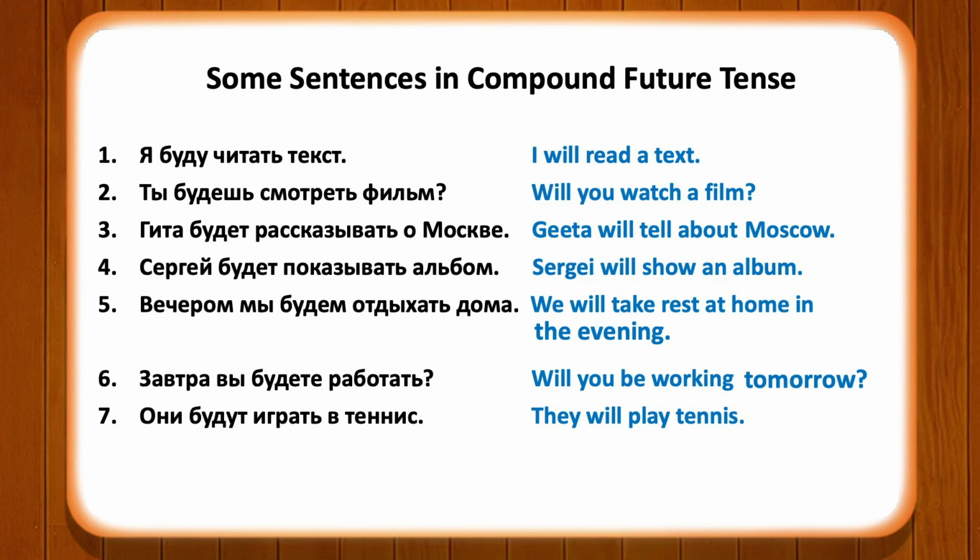In the next sentence, the verb играть is being used in future tense. Играть means to play. So when we use it in future tense, again we combine it with the auxiliary verb быть, which is conjugated according to the subject. The subject here is the pronoun они. Они будут играть в теннис. It means they will be playing tennis, or they will play tennis. The verb играть is used in the infinitive form. It does not undergo any change when it is used with the verb быть.